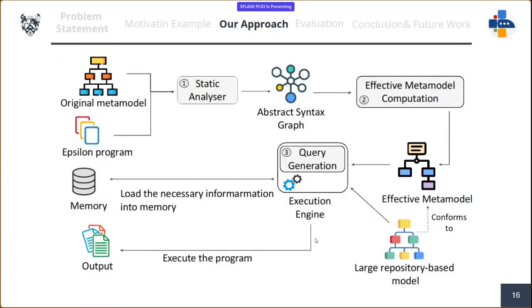Okay, so we analyze the program, we extract the effective metamodel. From the effective metamodel, we generate queries, and using the generated queries, we load the information from the database, and then using that information, the execution engine can execute the program, and we expect that this output will be generated in a more efficient way in terms of memory and in terms of time.